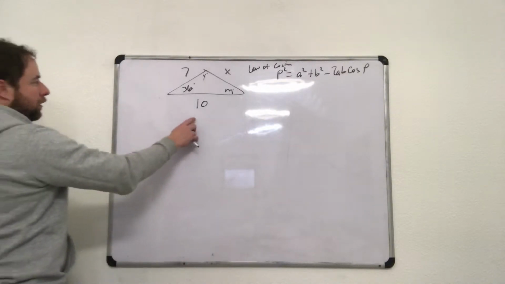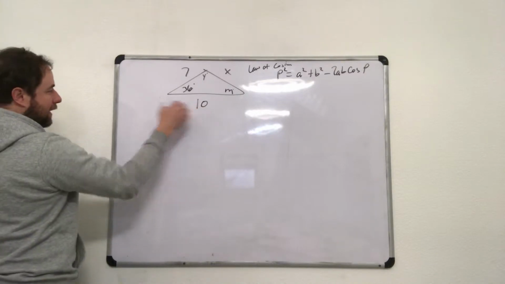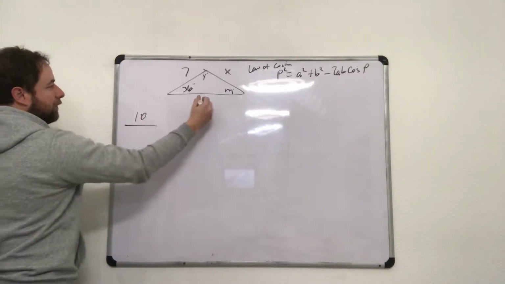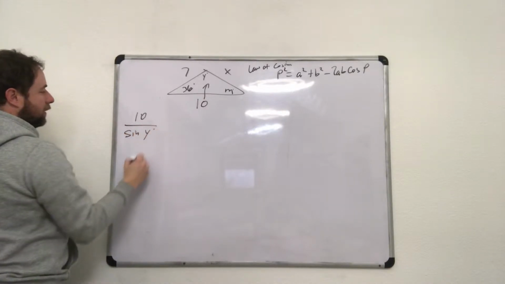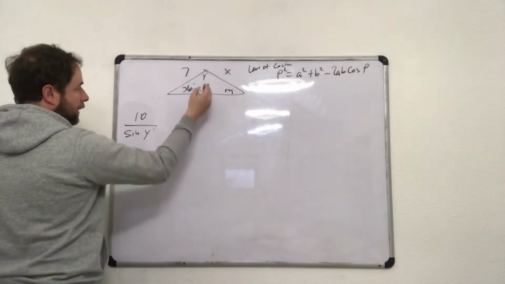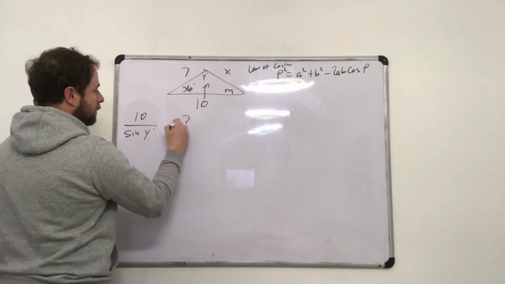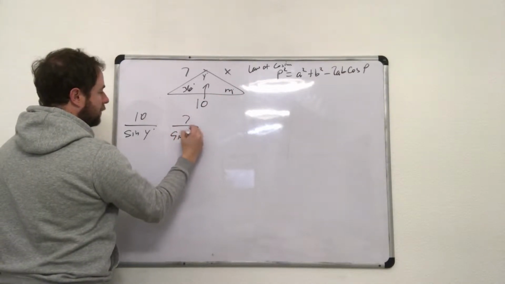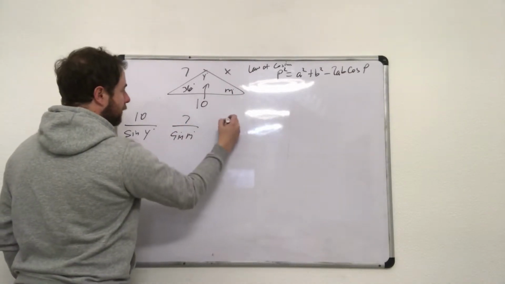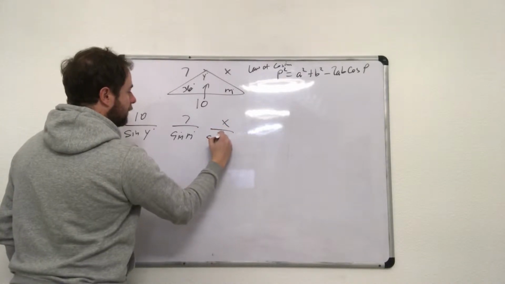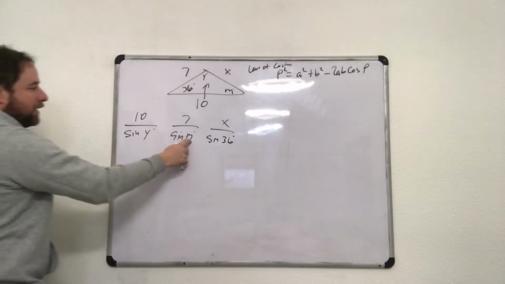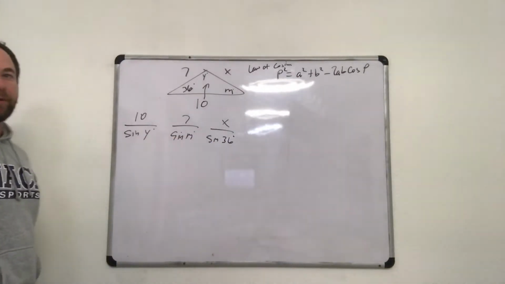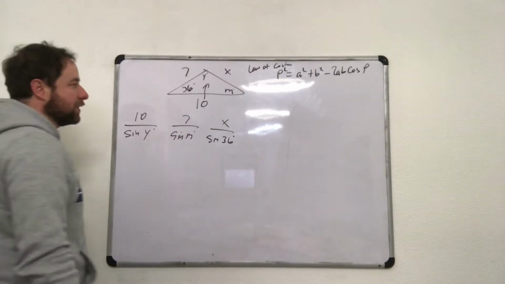Okay, so remember, law of sines takes the side, 10, divided by the sine of the opposite angle. Okay, another pair here is 7 over the sine of m degrees. Another pair is x over the sine of 36 degrees. Notice that we have no pairs. We have a missing piece on every single one of these. Whenever that happens, we're going to use the law of cosines.